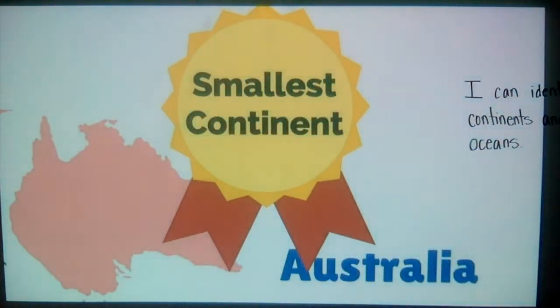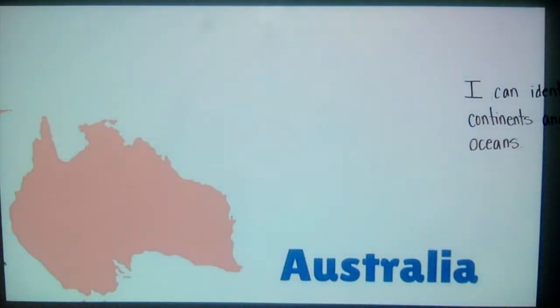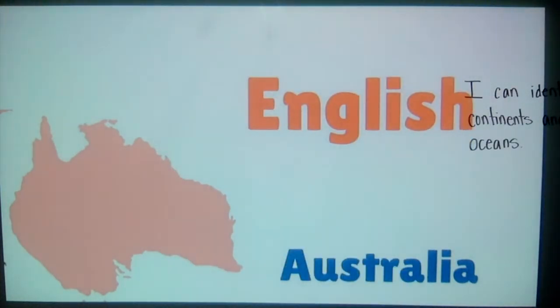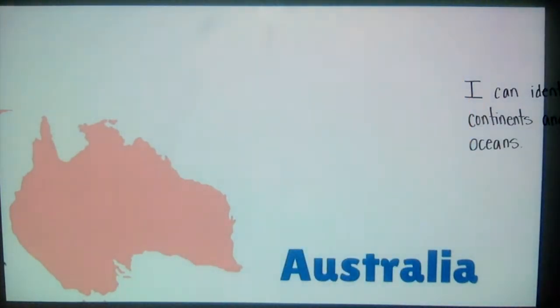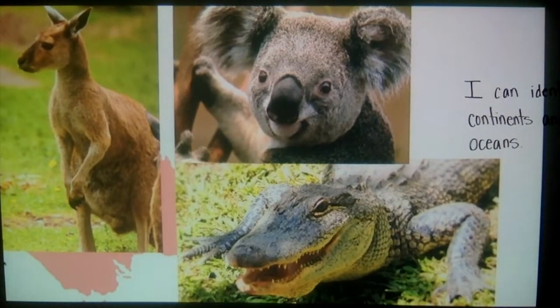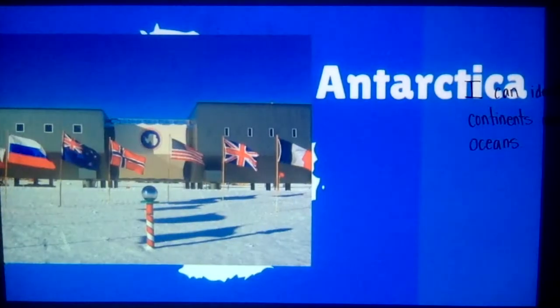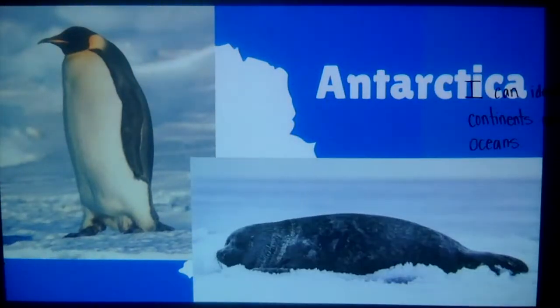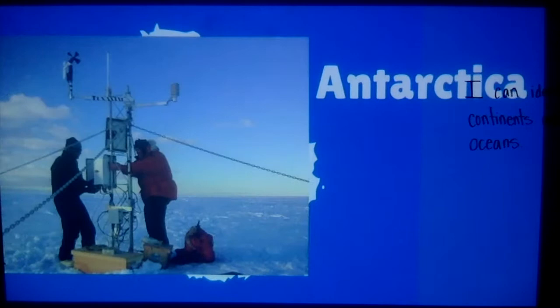Australia is the smallest continent in the world. In Australia, most people speak English. Animals living in Australia include kangaroos, koalas, and crocodiles. The South Pole is located in Antarctica. Animals that live in Antarctica are penguins and seals. The only people living in Antarctica are scientists studying the continent.